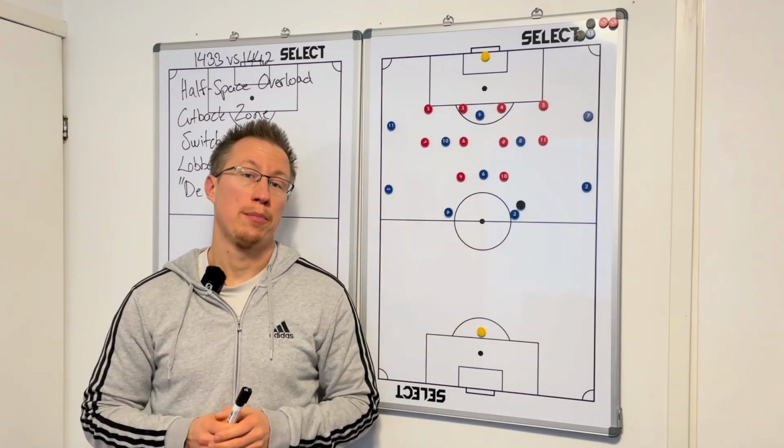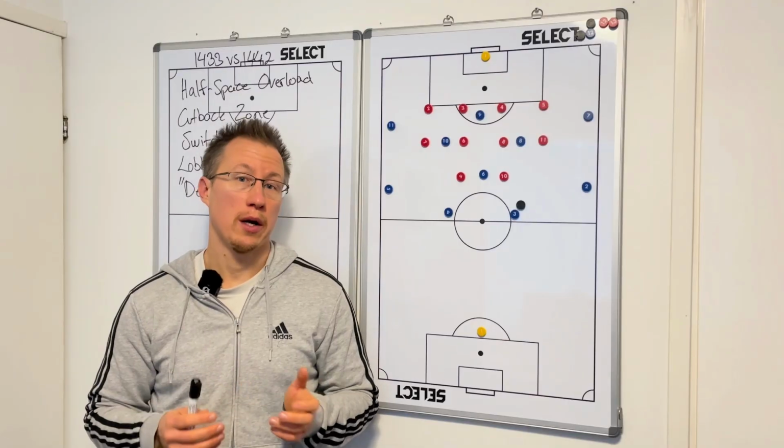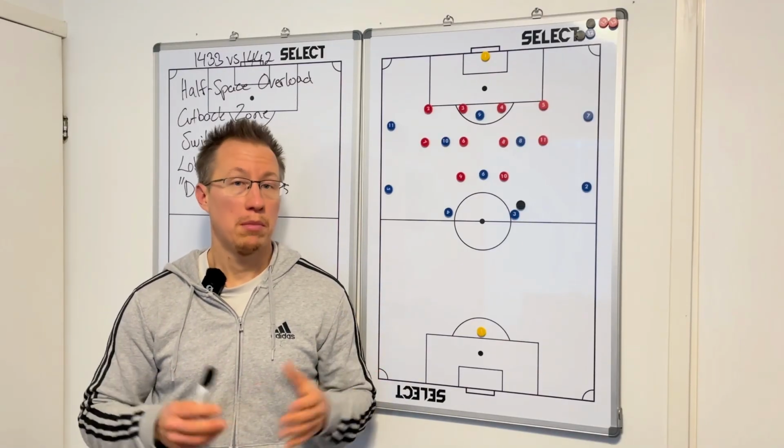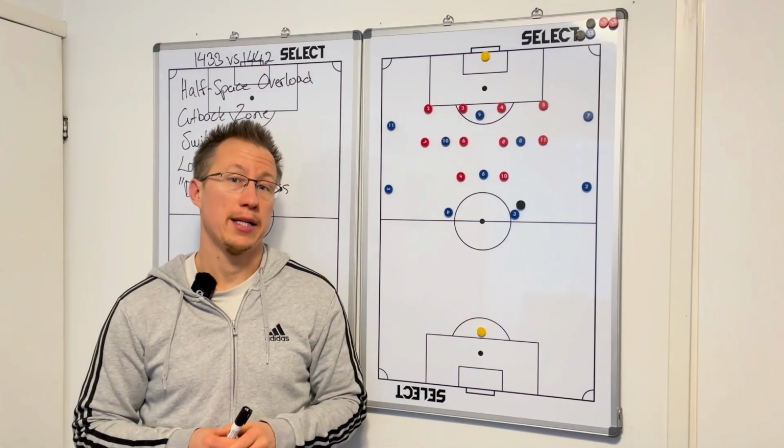5 patterns to break a low block. I use 1-4-3-3 against 1-4-4-2 as an example, but you can use the same ideas with any formation. First pattern, half space overload.